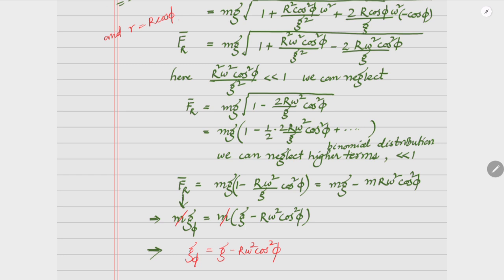Now see, if phi is 0, that is at the equator, the effective gravity is very less. At the poles, phi is 90 degrees, and it is maximum. You need to know these two conditions. At the equator it is very less because the outward force is more, so the net force is less. At the poles the outward force is very less, so there it is maximum.